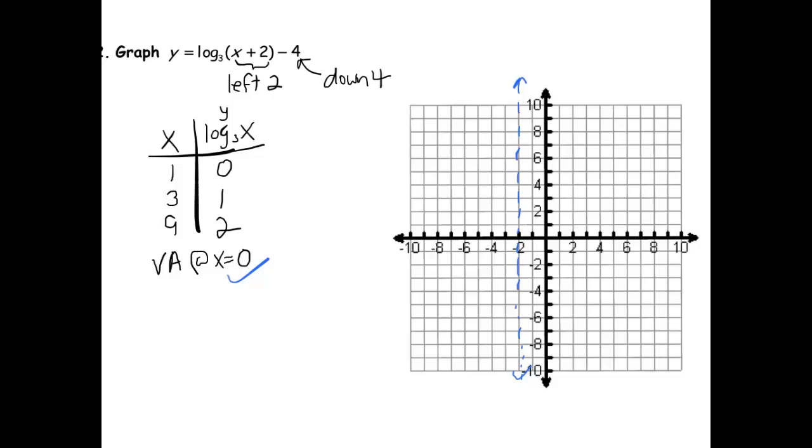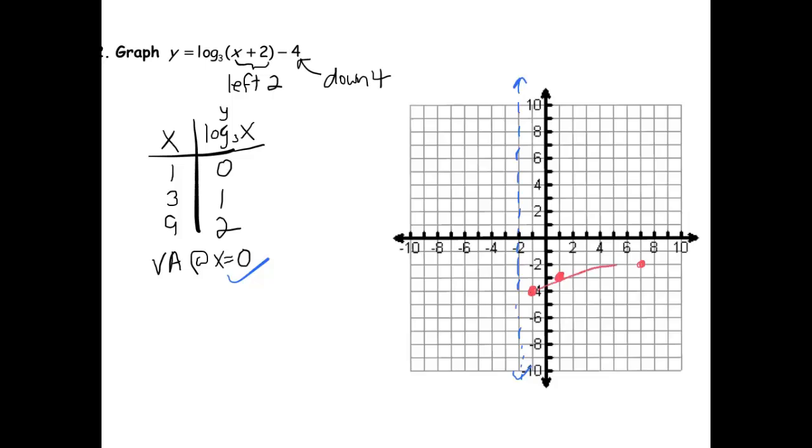Let's move on to our points. So we had a point at (1, 0). I'm going to move it left 2, and down 4: 1, 2, 3, 4. At (negative 1, negative 4). Excellent. Let's do the same thing with the point (3, 1): 2 to the left and down 4. Right there, at (1, negative 3). And the last one, (9, 2). Left 2, then down 1, 2, 3, 4. So now we're at (7, negative 2).